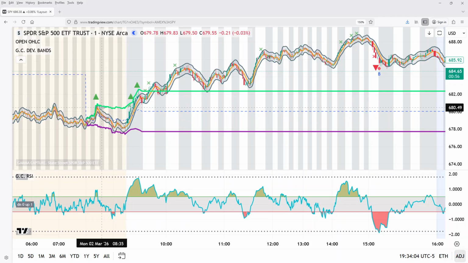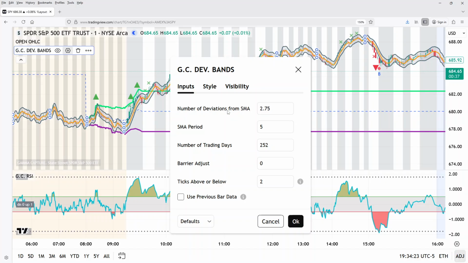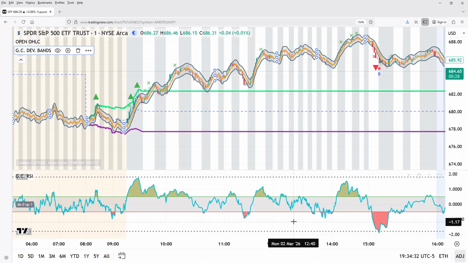And then finally, Gamma Capture Bands. Gamma Capture is an intraday volatility, and it's a brand new volatility calculation. You can use it similar to Bollinger Bands. Well, I have it set to 2.75 deviation up and down from a moving average of 5 periods. I'm looking at a 1 minute bar, so that's 5 minutes.